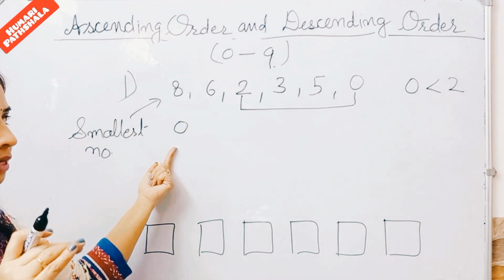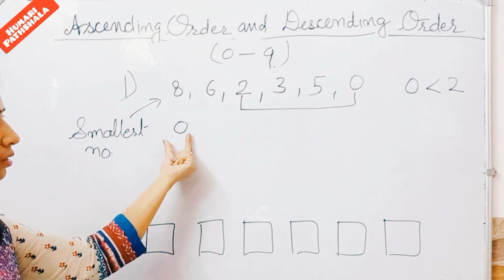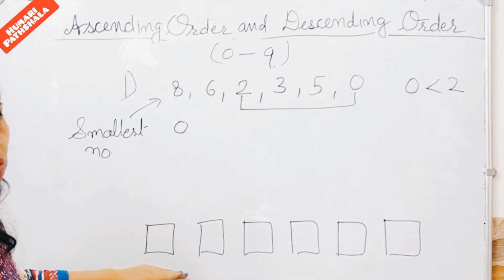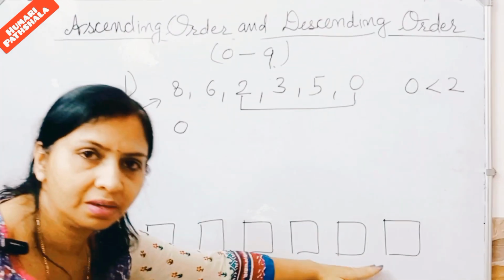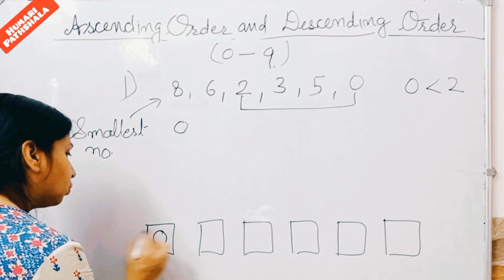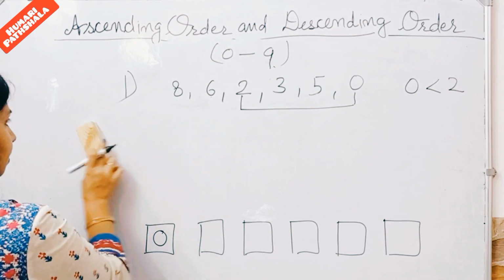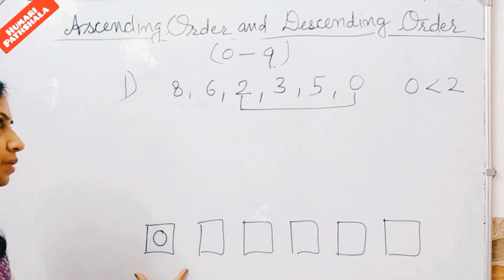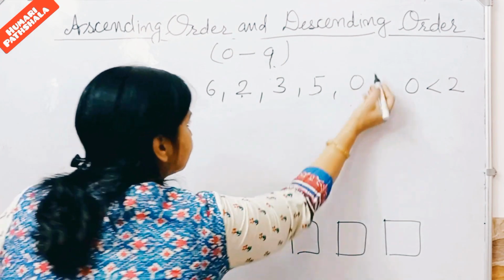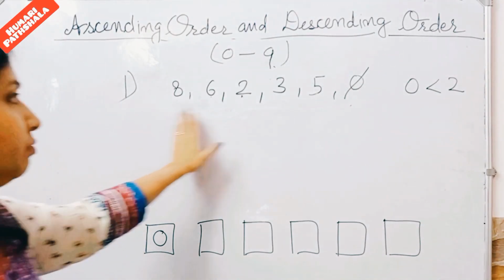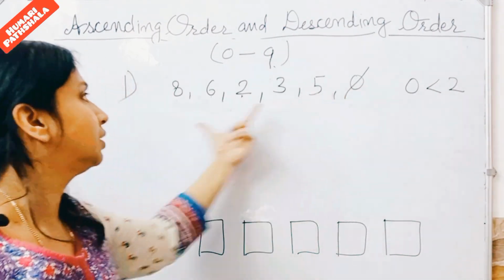So in our first step, we write the smallest number in the first block. There are 6 blocks here. In the first block, we'll write 0, the smallest number. Now, what will be the second step? 0 is the smallest number here. Now we cancel this 0 from the group.